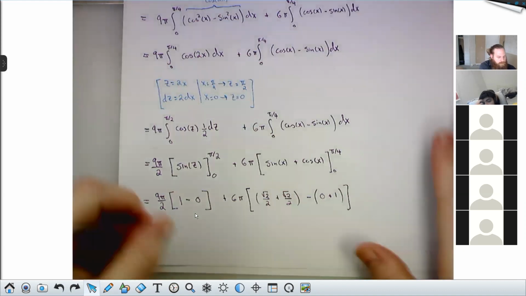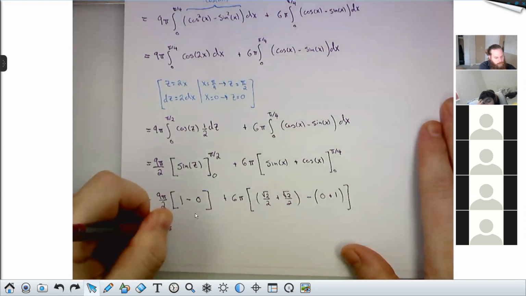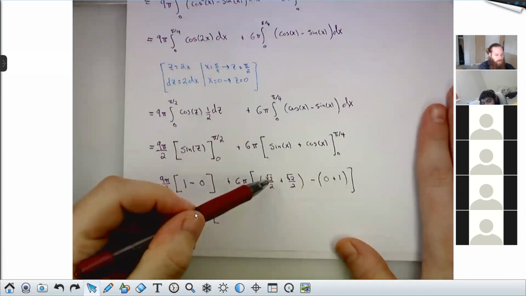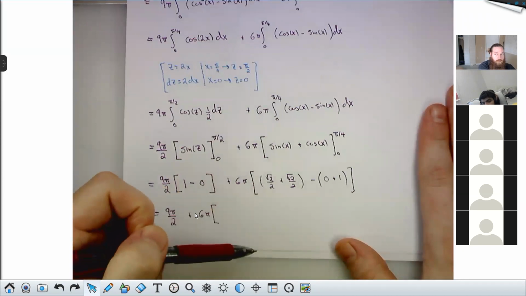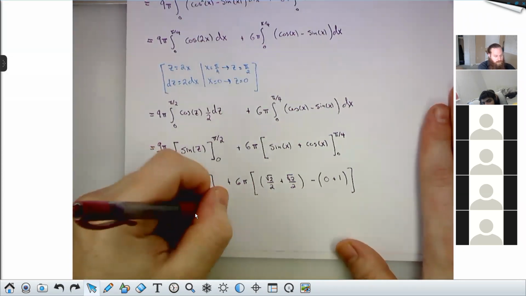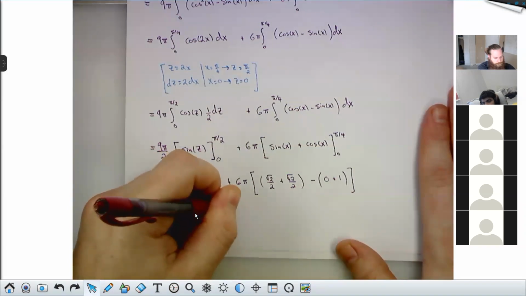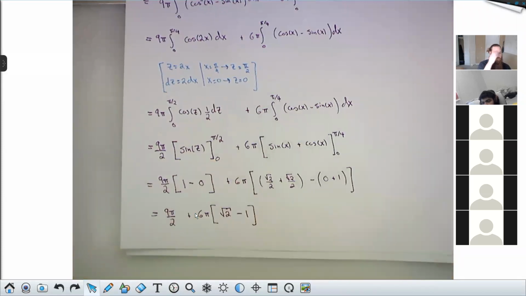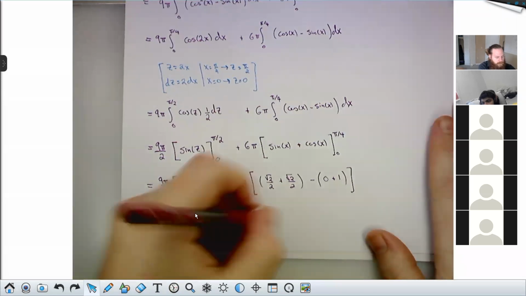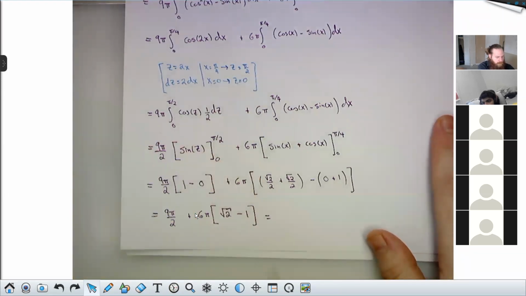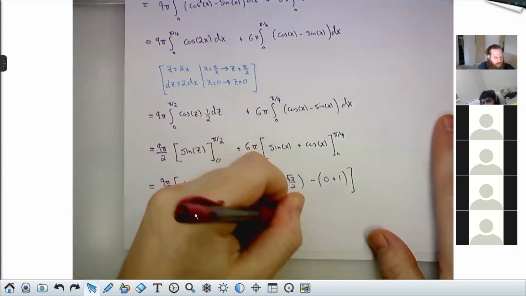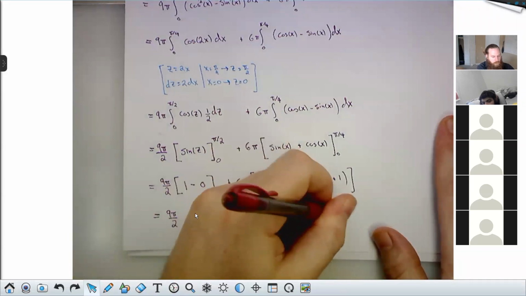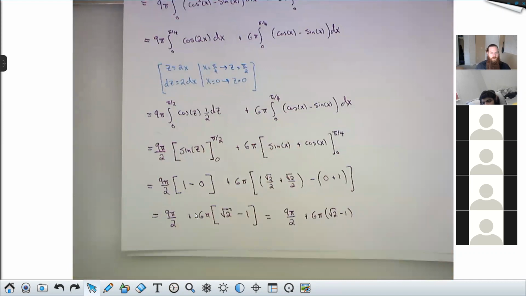9π/2 times 1 minus 0 is 9π/2. And then plus 6π times √2/2 plus √2/2, which is 2√2/2, just the square root of 2. Minus 0 plus 1, that's a minus 1. For my money, this is about as pretty as it gets. You can factor out a π if you want. You can distribute and combine things however you like, but I would just leave it like this. I would call it 9π/2 plus 6π times (√2 − 1). And that is the game.